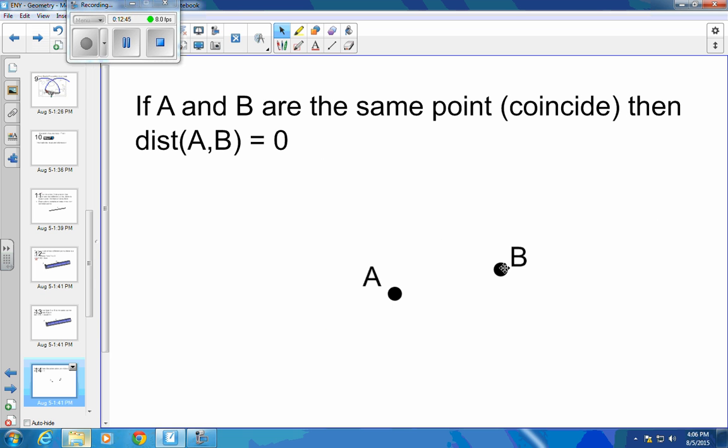If A and B are the same point, then the distance between them is 0. There is no distance between them if they are the same, and we call the same point coincide. Coincide means the same point. So B coincides with A if they are on top of each other.